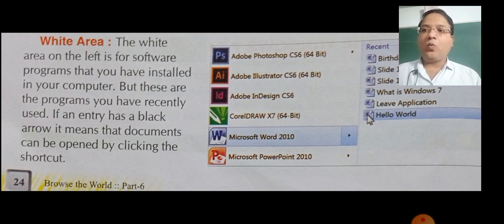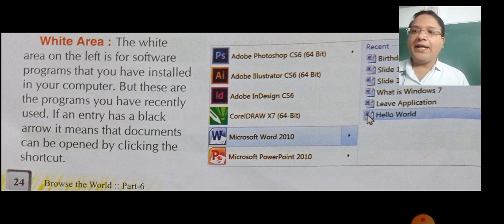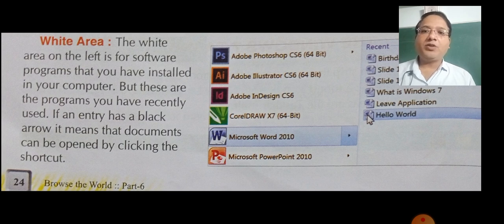So we are going to discuss about white area. The white area on the left is for software programs. Suppose if you want to access the software programs that you have installed in your computer, then you will use white area. Means whatever programs you have installed in the computer, it will be shown in the white area.